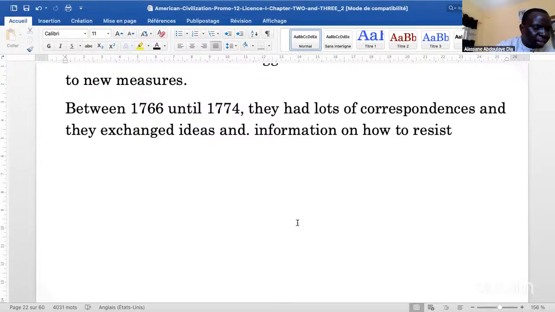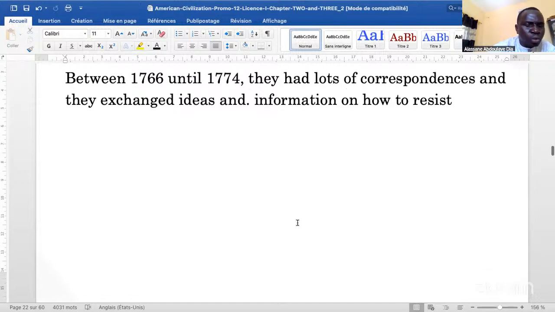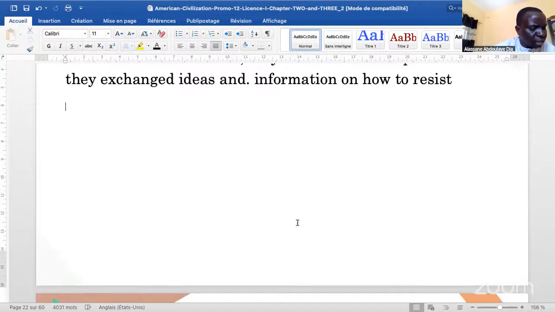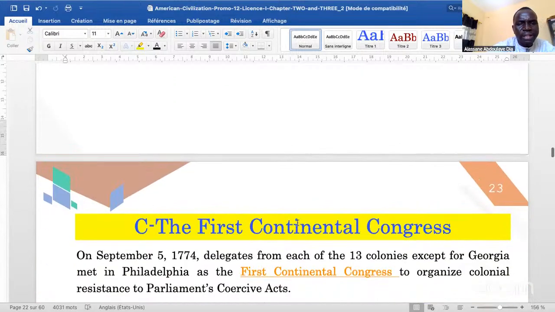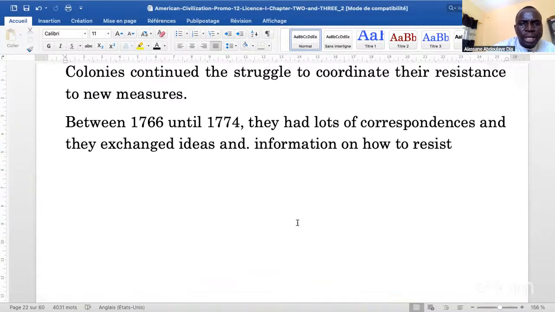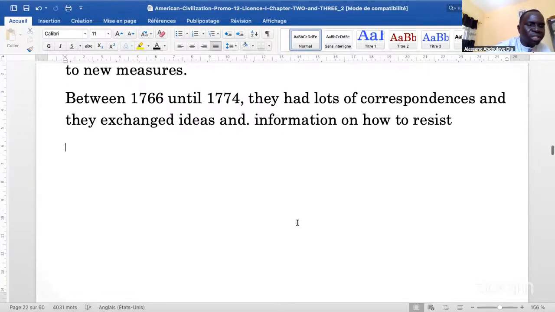All right? Now we are in the mid of the American Revolution. The American Revolution has started. People want to get their independence. All right? So between 1766 and 1774, they had a lot of correspondences. In these correspondences, they communicated, they exchanged.